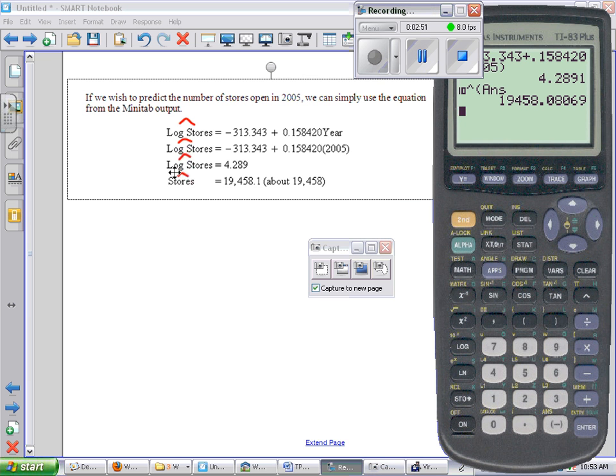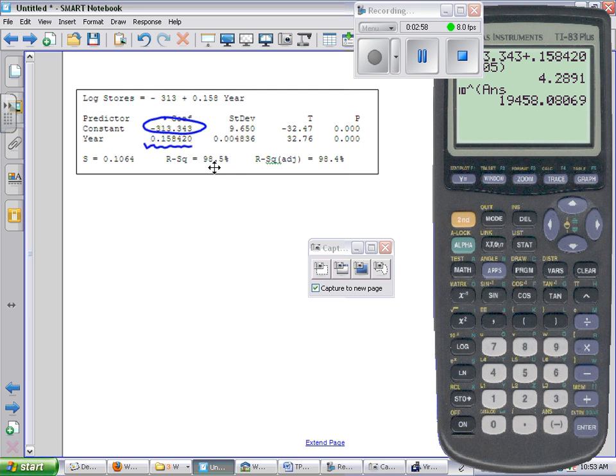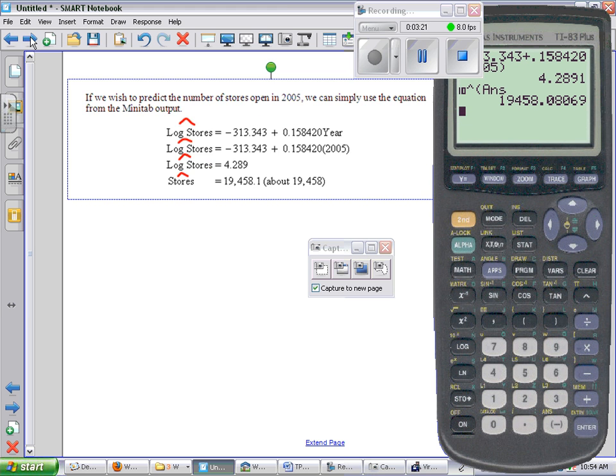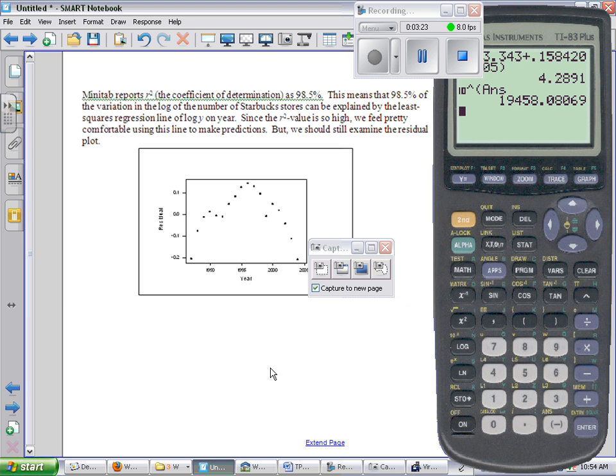Now the question is, how well do you think this equation here estimates the number of stores? Well, I can see from the Minitab output that r squared was 98.5. That's the coefficient of determination. That means 98.5% of the variation in the log of the number of Starbucks stores can be explained by the least squares regression line of the log of y on year. Since that r squared is so high, we feel pretty comfortable with the line, but I'd still like to look at the residual plot.